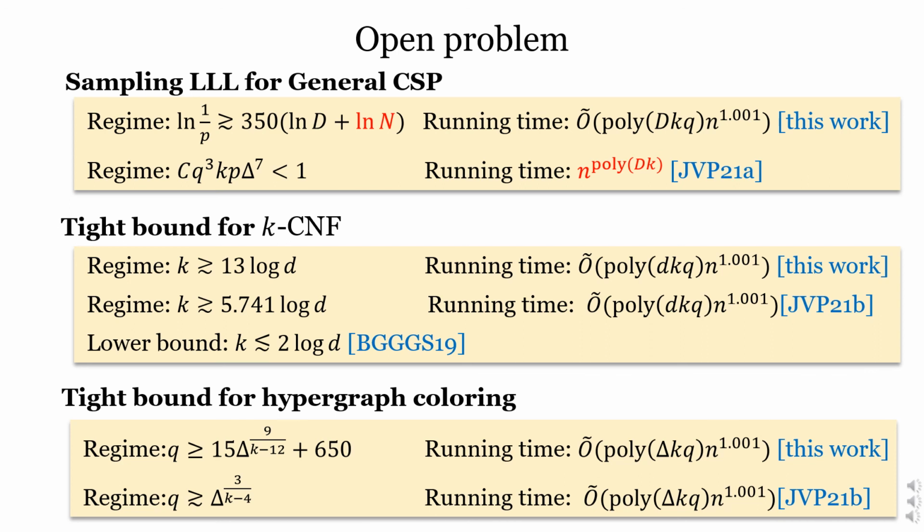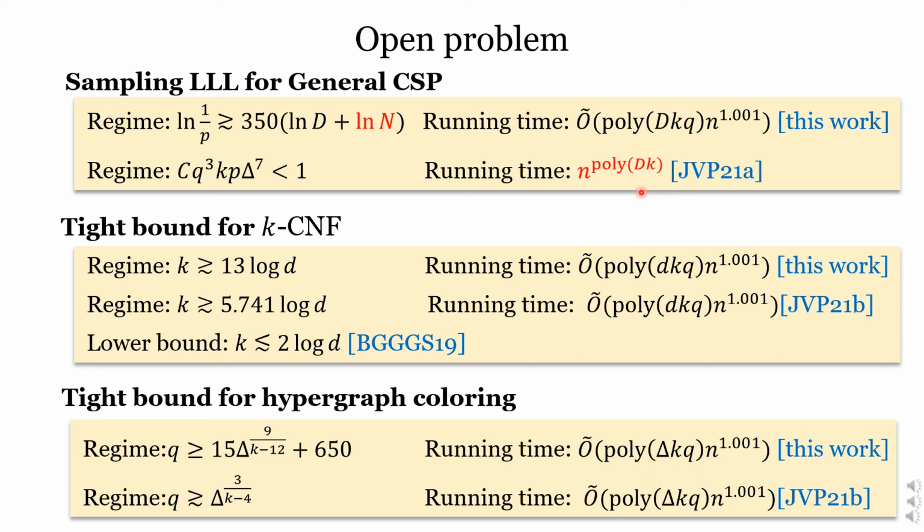There are some open problems. The first one is to design a fast algorithm for general CSP. The running time of our algorithm depends on n, where n is the maximum number of configurations that a constraint forbids. Recently, Jain, Fan, and Wang proposed an algorithm for general CSP with running time n to the poly(d). Is there an algorithm for general CSP with running time polynomial in d, k, and n?